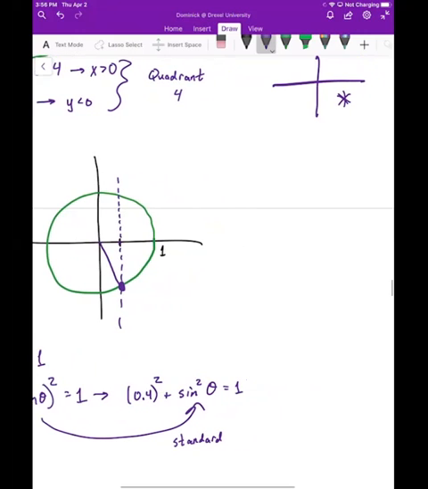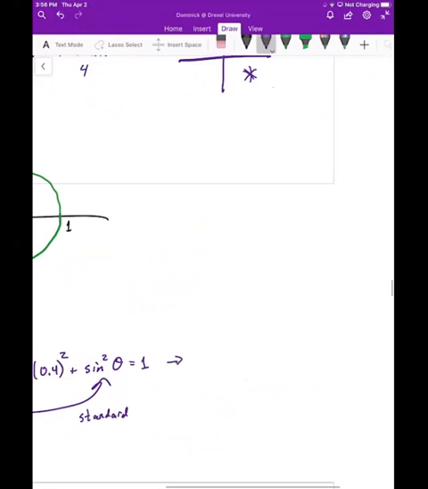So now if we solve this thing, 0.4 squared is 0.16 plus sine squared is equal to 1. So if we subtract 0.16, we get sine squared is equal to 0.84. So then sine is the square root of 0.84. And since we know that this is the negative sign, I would want negative square root of 0.84. Right? And if you enter this into a calculator, you'll get that this is roughly negative 0.92. All right, so it's fairly close to 1.